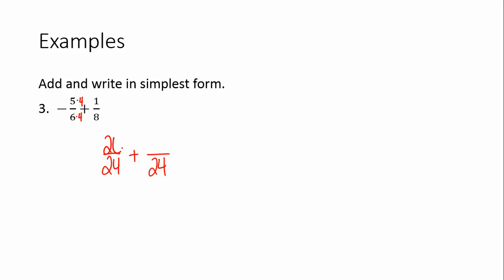So 6 times 4 is 24. 5 times 4 then is 20. Remember though, this first fraction was negative. 8 times 3 is 24, so 1 times 3 is 3. Now we're adding across the top. Remember your rules for adding integers. Negative 20 plus 3: those numbers have opposite signs. The first number is negative, the second is positive, so we're actually subtracting the numbers, and the answer takes the larger number's sign. 20 is larger than 3, and 20 is negative, so our answer is negative. We write it over 24. 17 is prime. It does not go into 24, therefore this fraction cannot be reduced.